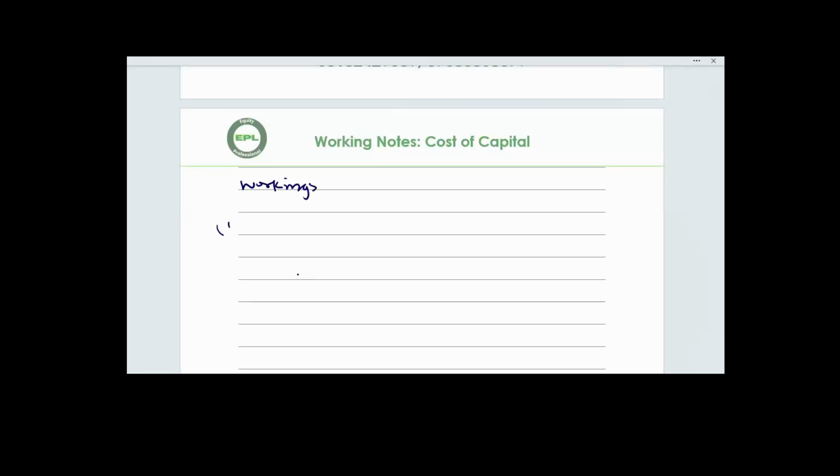Working number 1, I want to calculate market value. Market value of equity first. Before I put down my formula, I need to go to the balance sheets. I want to know, am I given number of shares or am I given share capital? That will determine the formula that I'm going to use.